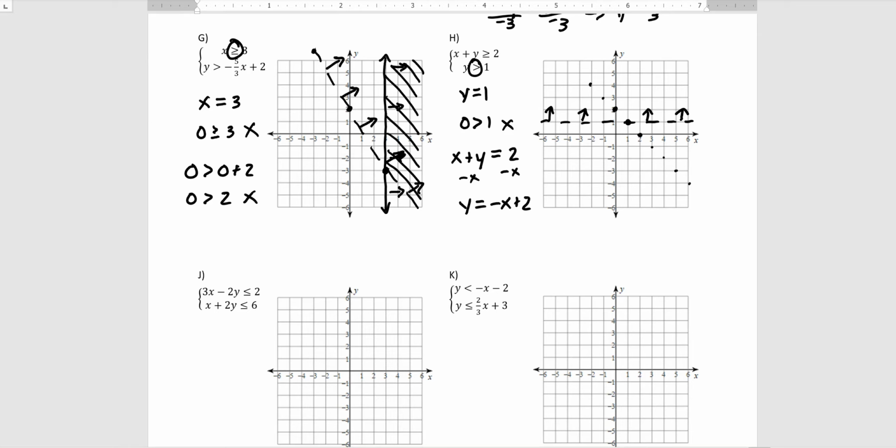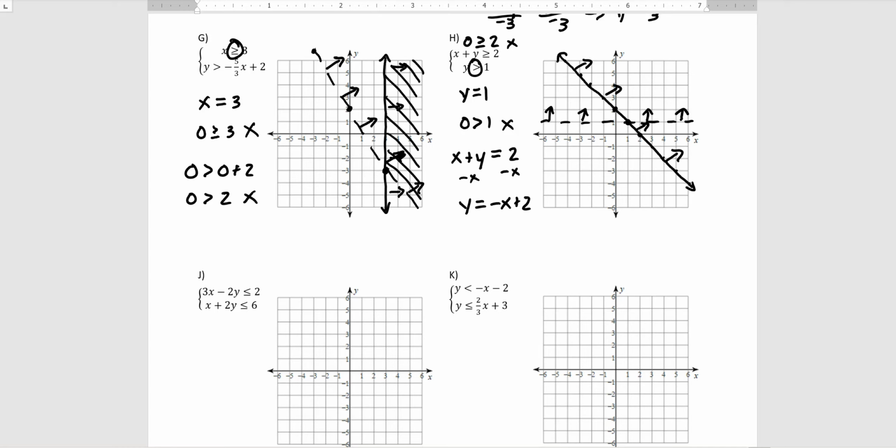Solid or dashed line here? Hopefully we remember to draw a solid line since it's greater than or equal to. And when I plug in 0, I get 0 is greater than or equal to 2. Is 0 greater than or equal to 2? No, 0 is less than 2. So this will also shade away from 0, 0.